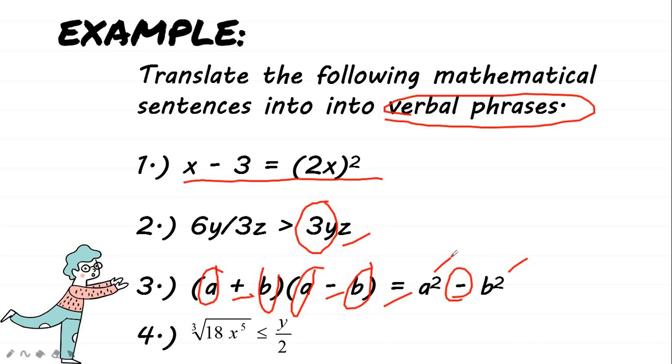Example number 4. Cube root of 18 x raised to 5 is less than or equal to y over 2. This can be translated as the cube root of 18 times a number raised to 5 is at most the quotient of a number y and 2. So again, the cube root of 18 times a number raised to 5 is at most the quotient of a number y and 2. So those are several examples of translating mathematical sentences into verbal phrases.